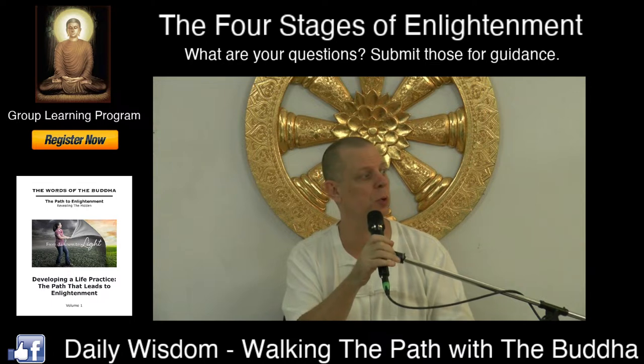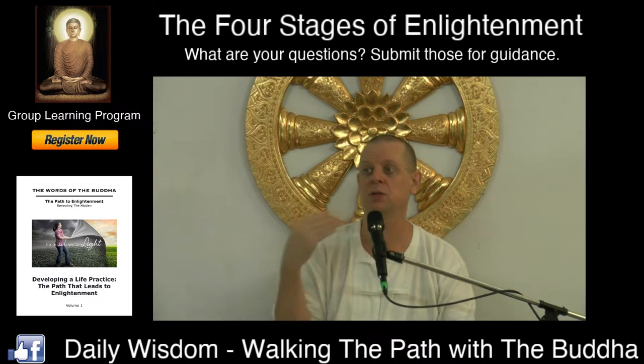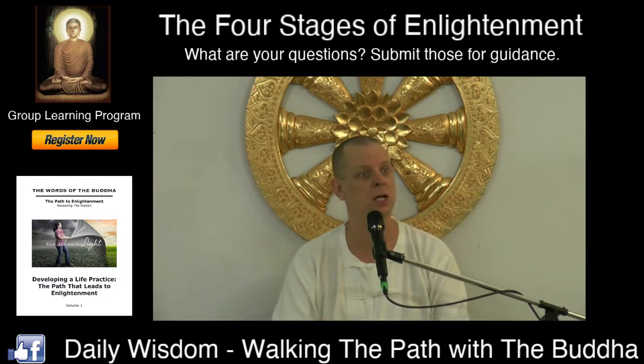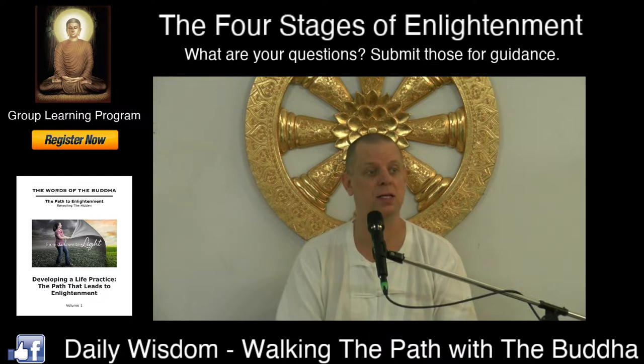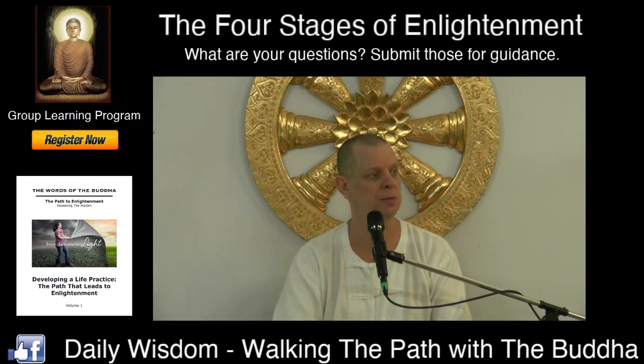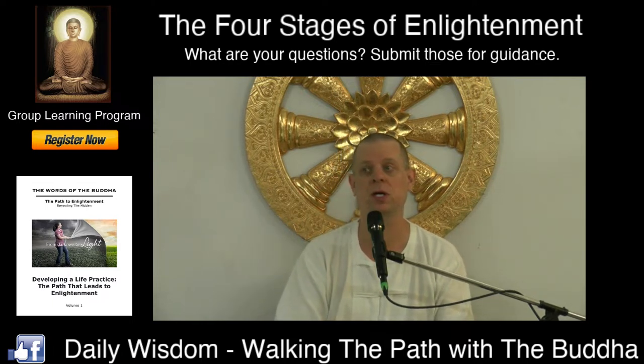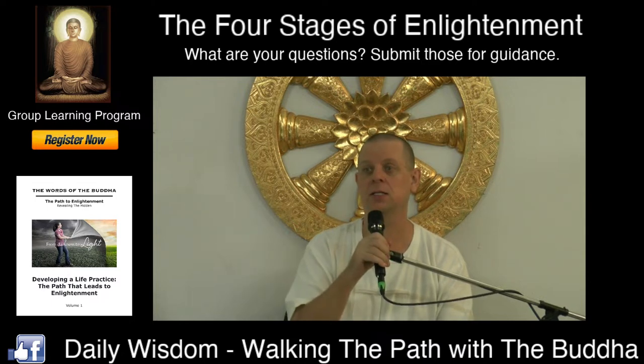Today is our group learning program, and we're studying the 10 fetters and the 4 stages of enlightenment. The 10 fetters are the 10 individual pollutions that the Buddha discovered in the unenlightened mind, and he provides you the tools and techniques of how to eradicate these from the mind. As you do so, the mind will move through the stages of enlightenment and to enlightenment itself, where the mind can be peaceful, calm, serene, and content with joy, no longer experiencing any discontent feelings.